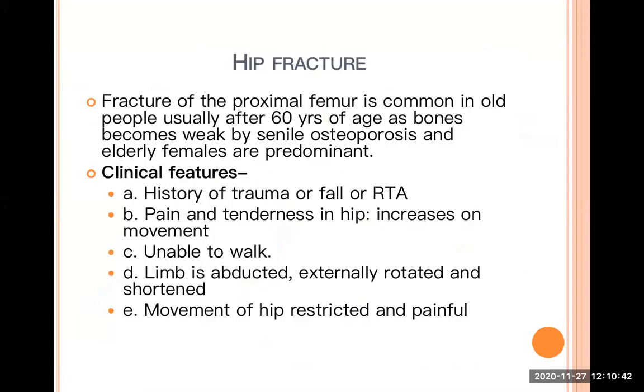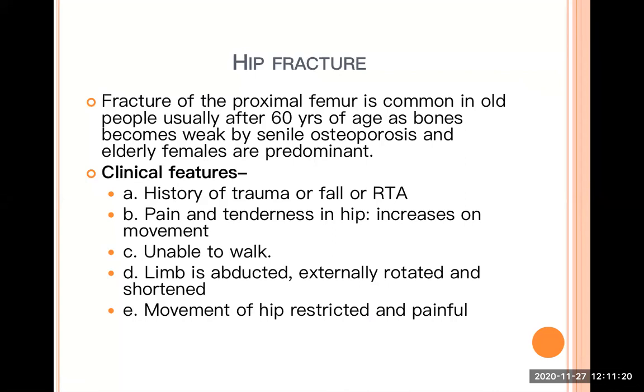Now, with this information regarding the classification of hip fracture, let's move further. Let's talk about what the clinical features are now. Fracture of the proximal femur is common in old people, usually after 60 years of age, as bones become weak by osteoporosis, especially in females. Because after they attain menopause, the bones become osteoporotic very quickly because the protection given by estrogen is gone.